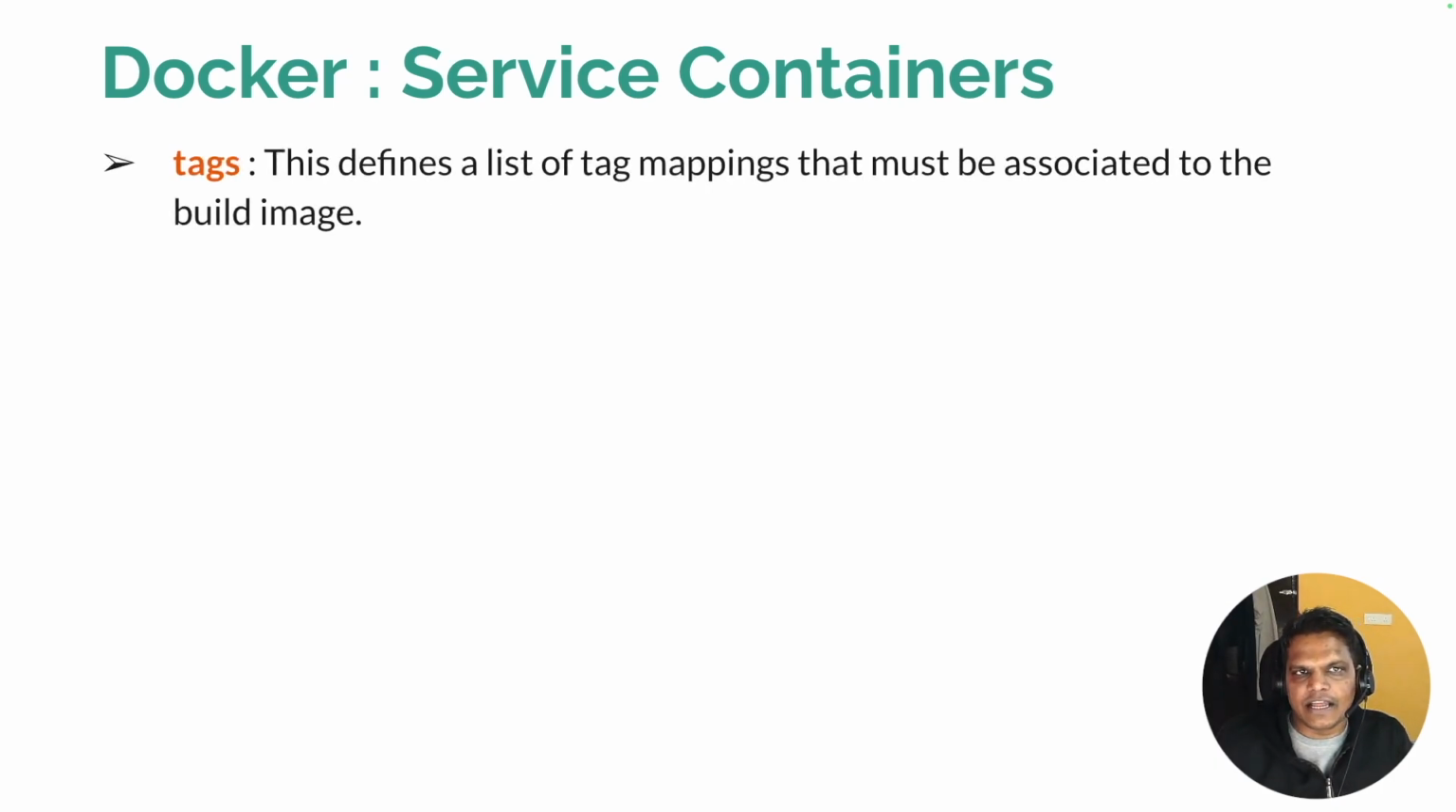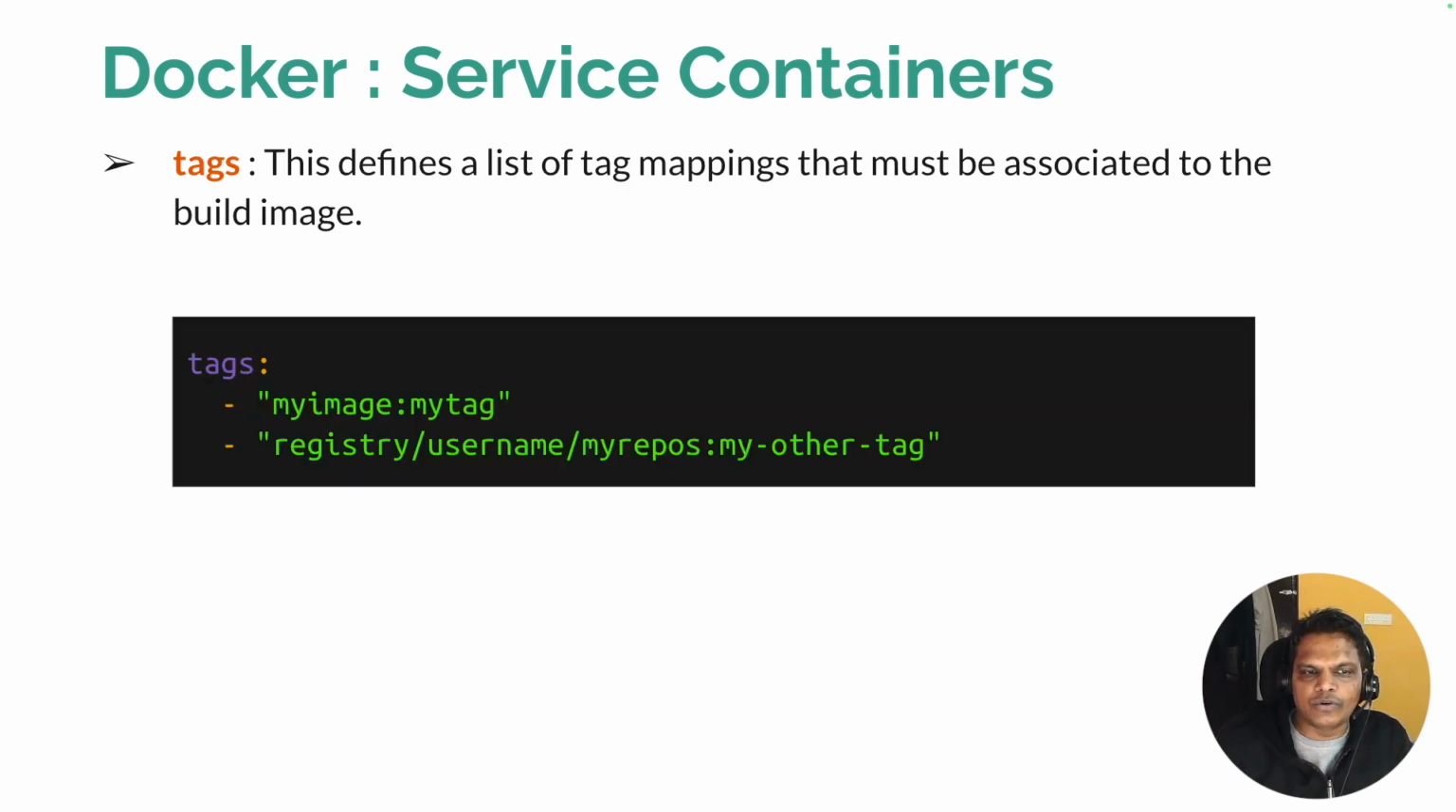And the last one is the tags. Tags define the list of tags mapping that must be associated with the built image. Whatever tags you want to associate with your built image, you can define these tags within the tags section, and it will tag your image accordingly. So these are a couple of syntaxes you need to use whenever you are building the image with the help of Docker Compose.